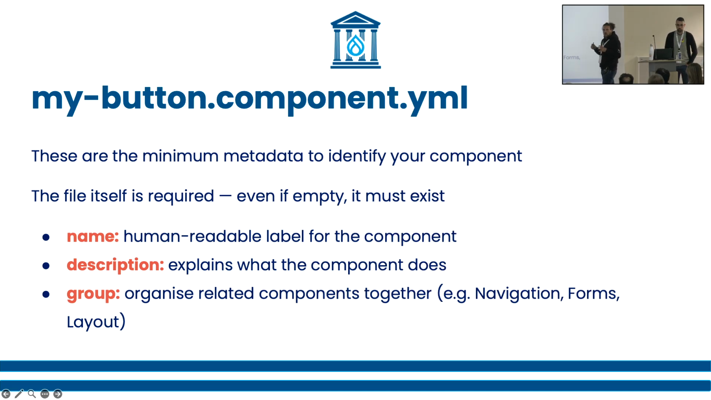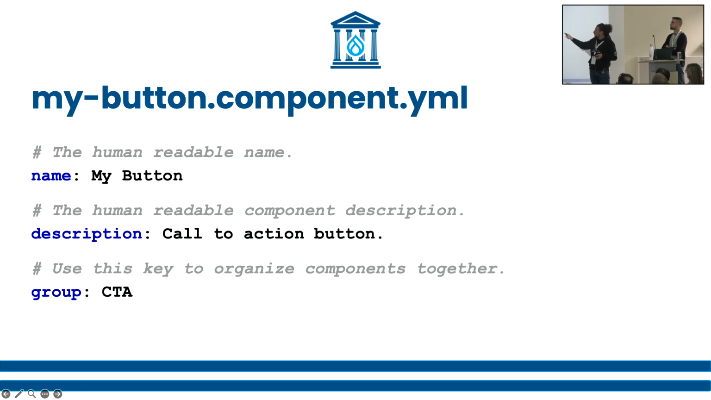You can have one empty component YAML file and it will work. But just to be a little bit more organized, we add by default the name, the description, and also the group if you want. Then it will look like this in our YAML file. So we have the name, the description, and the group.